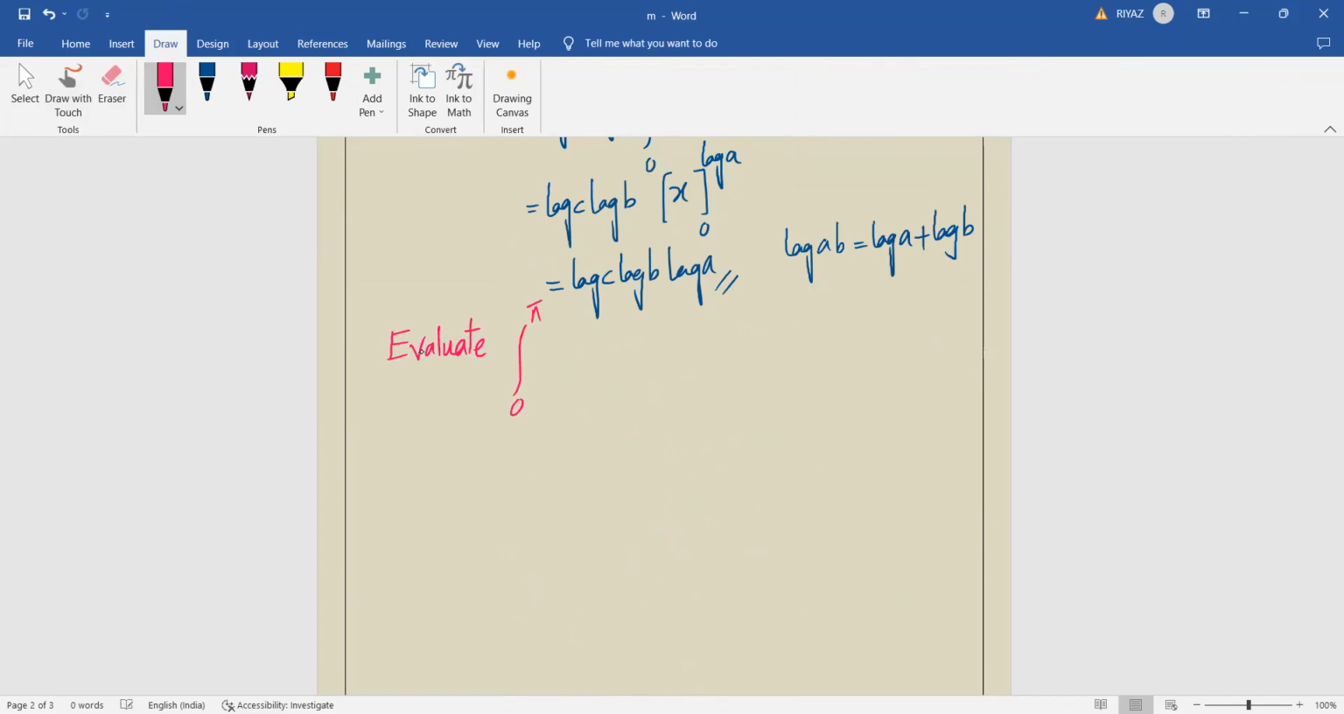0 to pi by 6, 0 to 1, 0 to 1. If you have any doubt after this class also, just take a screenshot and circle the point where you did not understand. Send it to me, and I will explain that point again.